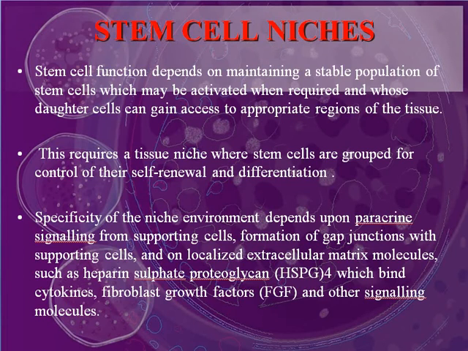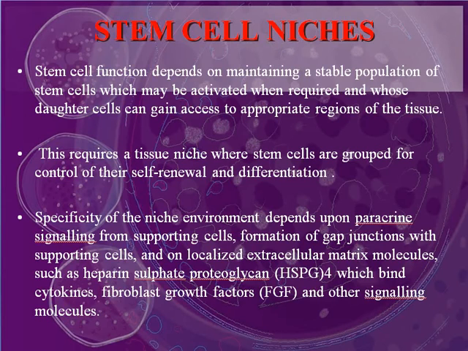So, the stem cell niche. Stem cell function depends on maintaining a stable population of stem cells, which may be activated when required and whose daughter cells can gain access to appropriate regions of the tissue. So whenever there is wear and tear, these stem cells get activated only when required. This requires a tissue niche where stem cells are grouped for control of their self-renewal and differentiation.